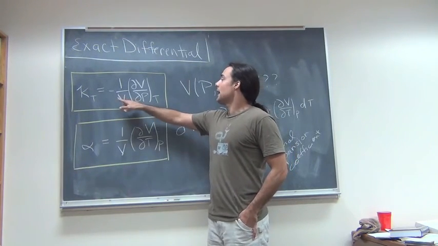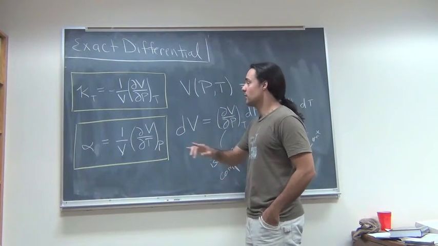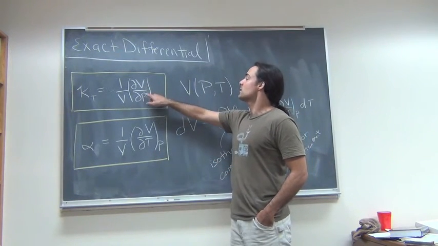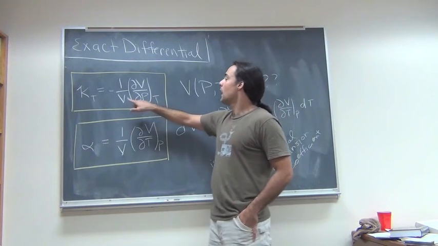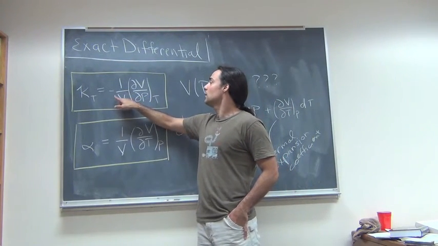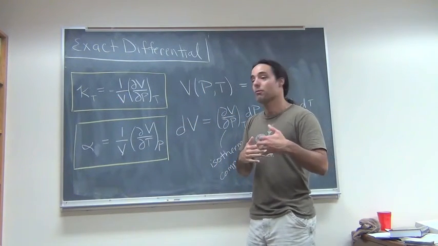So it's not equal to just the partial derivative. There's a little bit more, which is why I wanted to go into this in more depth. But it's just dV/dP at constant T. That's your partial derivative. But then you divide by the volume just to scale the compressibility.